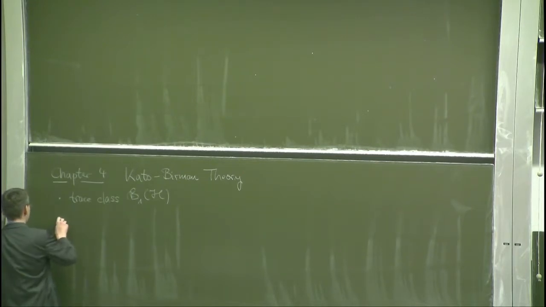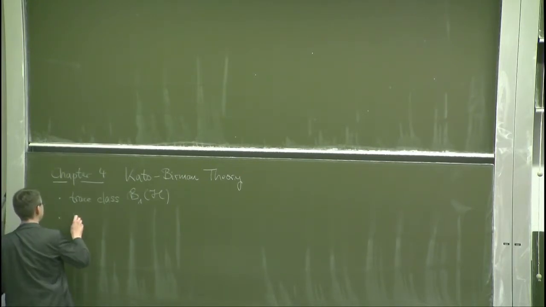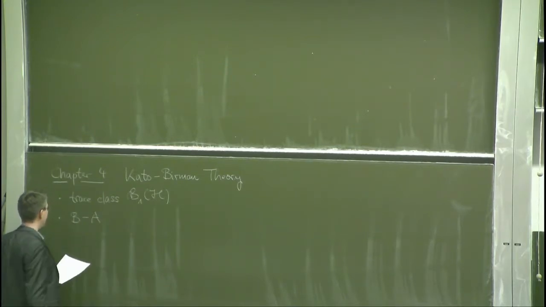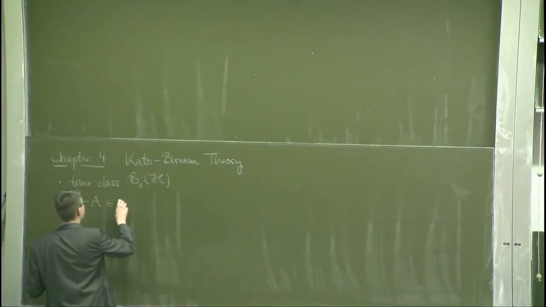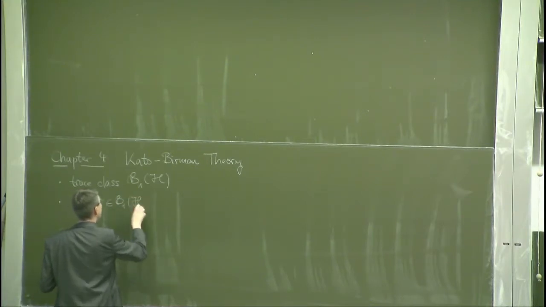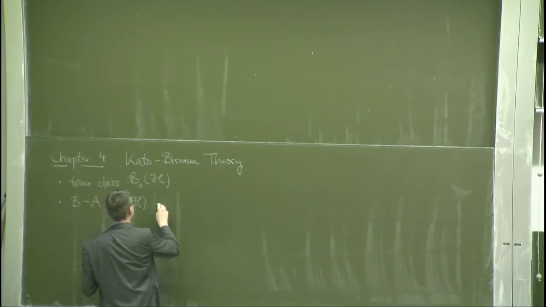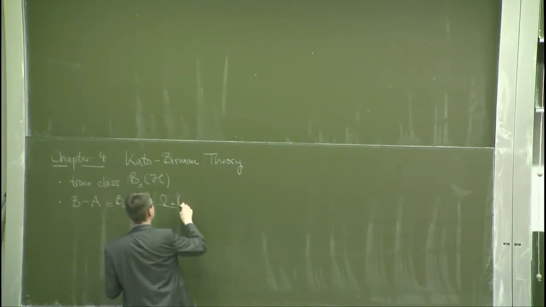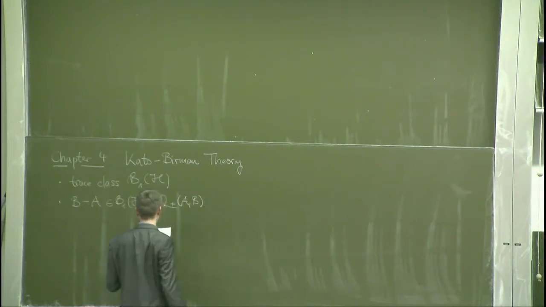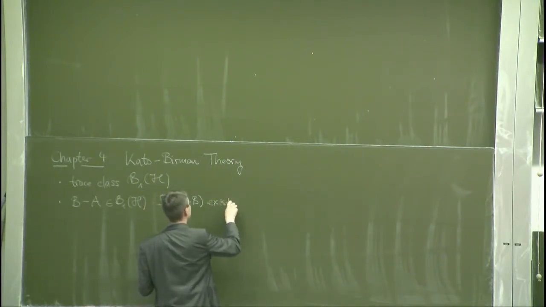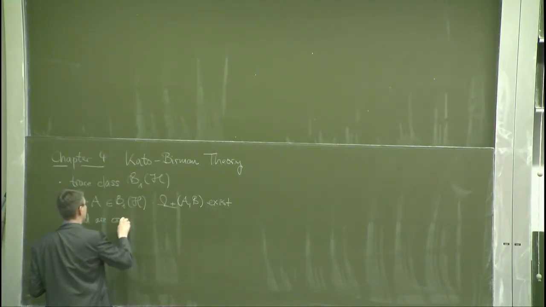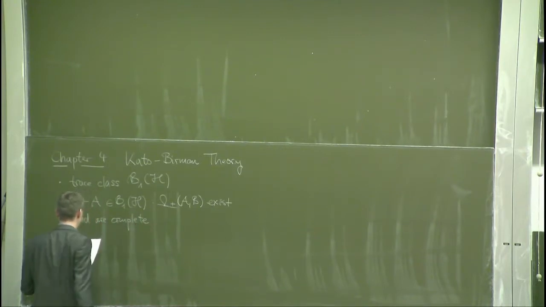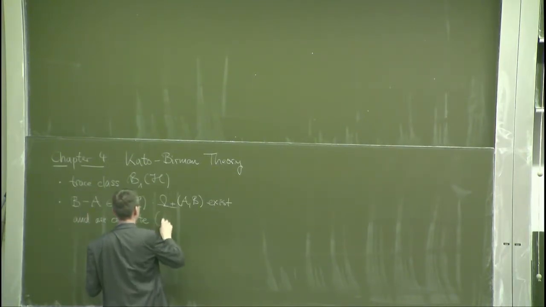And then we will assume that the difference B minus A for two self-adjoint operators B and A with the same domain is a trace class operator, and then we will conclude that in this case the wave operators for the pair A, B exist and are complete. This is the so-called Kato-Rosenblum theorem.